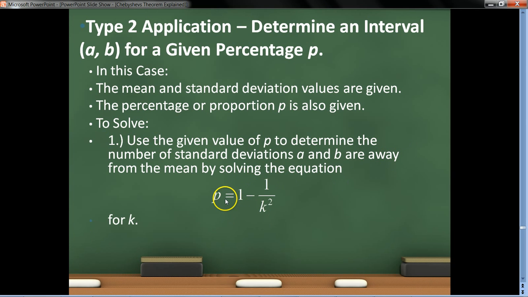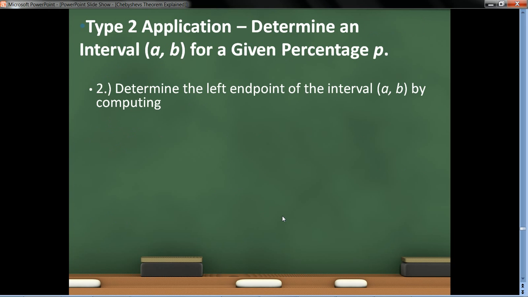So in other words, we have some algebra to do. Take this equation and solve it not for P, that's going to be a number, but for k. That's okay, we've done a lot of algebra, so we'll be able to handle that. Once we find k, we have to find A and B. The left endpoint A is found by taking the mean and subtracting off k times the standard deviation.